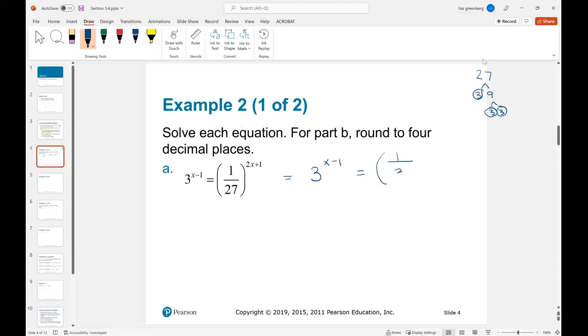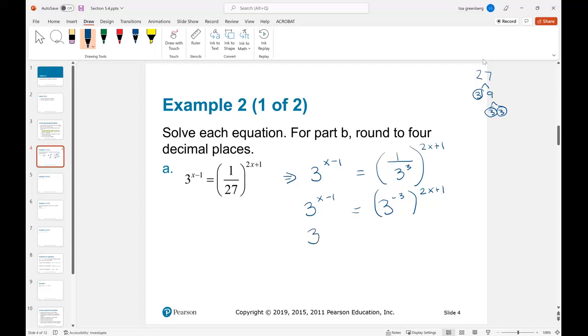I'll go step by step. There's nothing to do over on the left side. I already have my base. But on the right side, I want to bring that base into the numerator. If you remember how to do that, we just say that's the same as 3 to the minus 3 power times 2x plus 1.